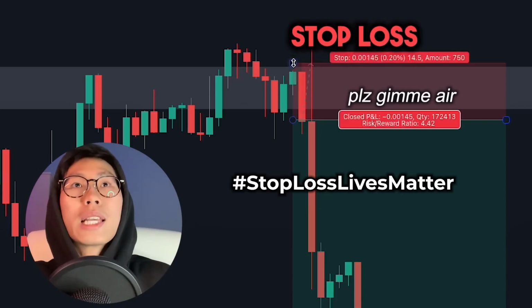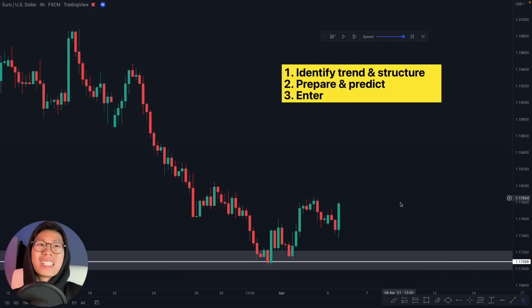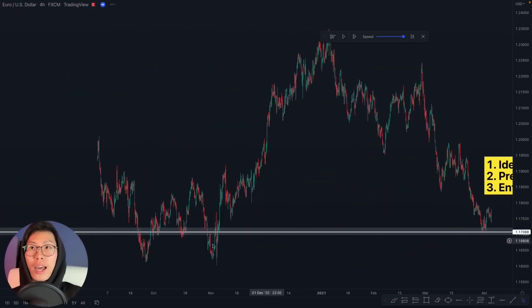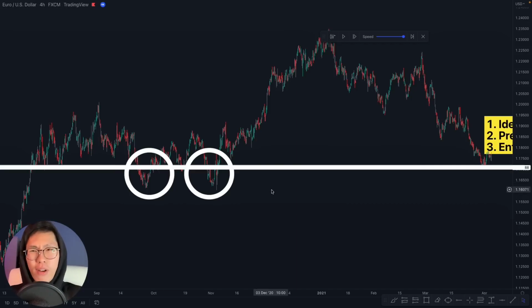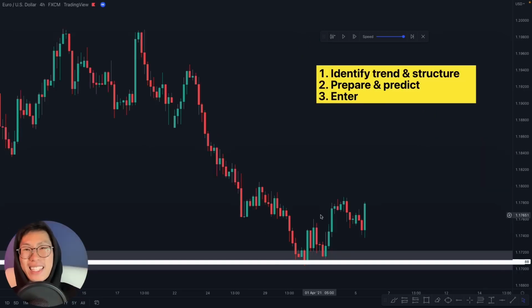Make sure you always give it a little bit of breathing room. Here's another example. You can see right now price is at a major key level. Why did I mark up this key level? Because if you look towards the left, right around this area here, price always reverses. This makes this area a very strong support area that price has failed to break past multiple times. So right now price is at this exact area.